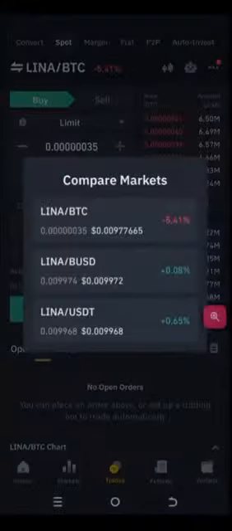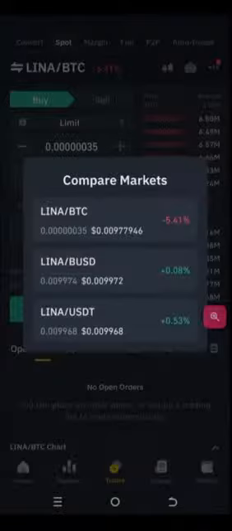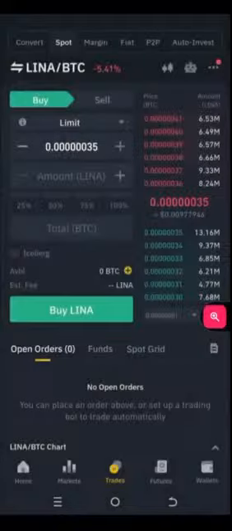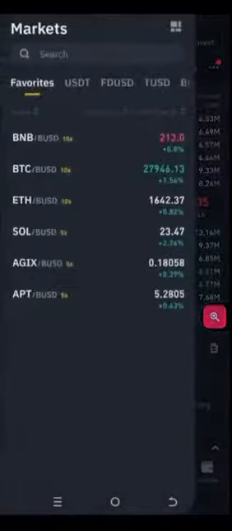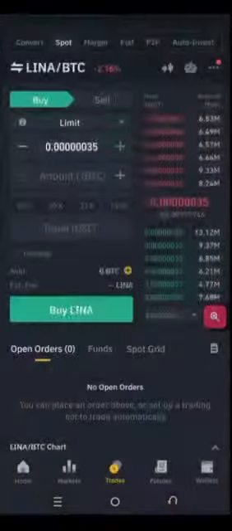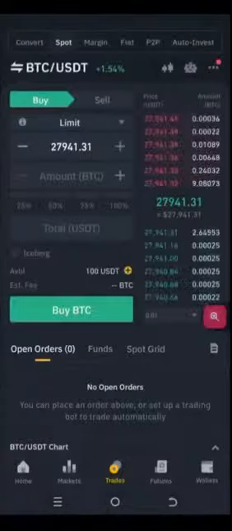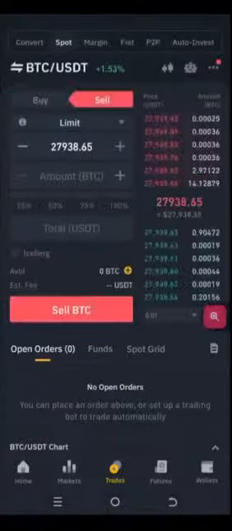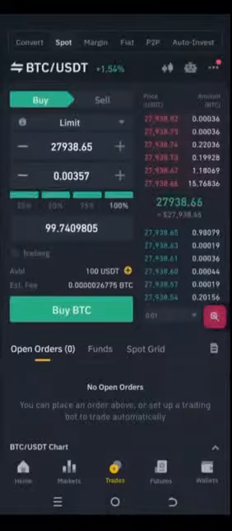So you can see that in the compare markets, we've got Lena BTC at 0.009777, and we have Lena USDT at 0.0099. So obviously we have to start with BTC. Okay, so for us to do that, what are we going to do? We need to quickly go and buy BTC. But let's do that with simulation first, okay? So let's go over to BTC, and then we're just going to pick up $100 worth and see how this is going to play out.